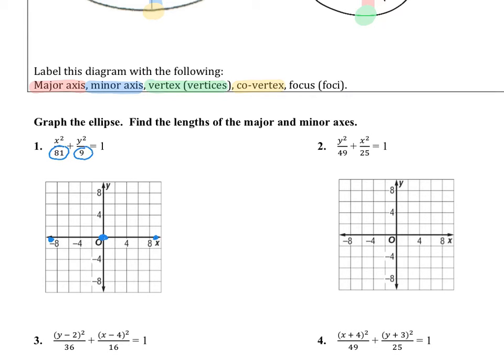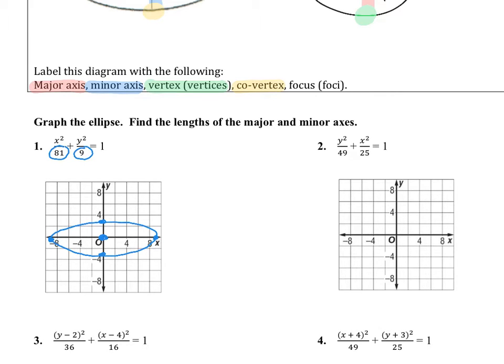Underneath y squared, we actually see a 9. But if you take the square root of that, that would be 3. So because underneath y squared is 9, we go up and down the square root of 9. So we go up and down 3. And now we make an ellipse out of the 4 outside points.